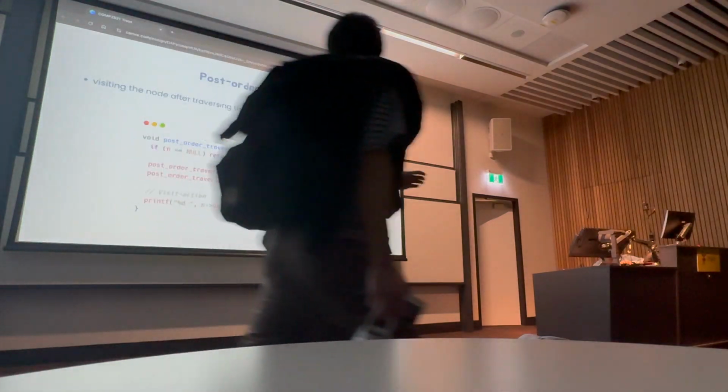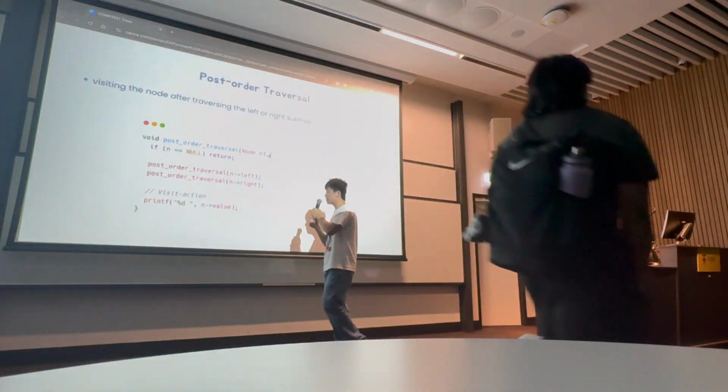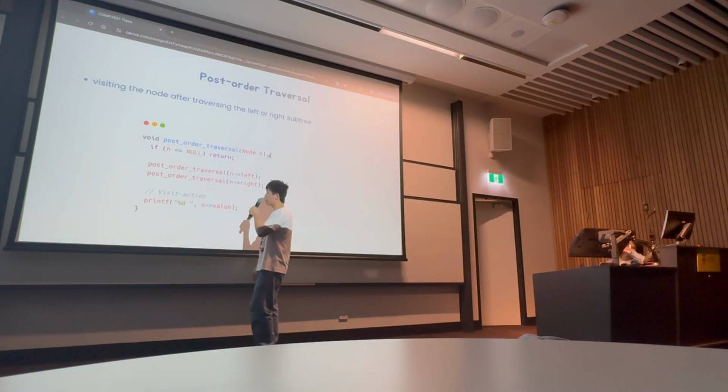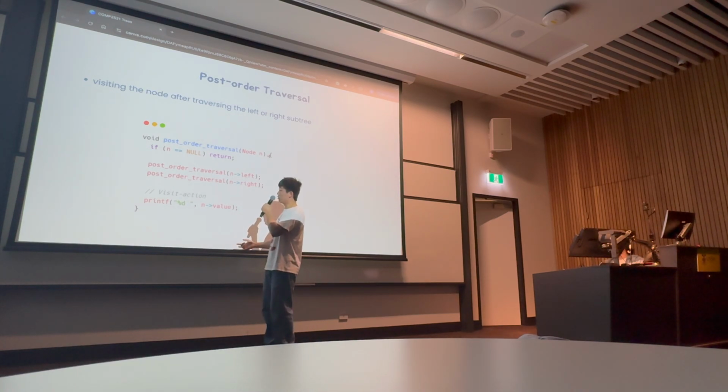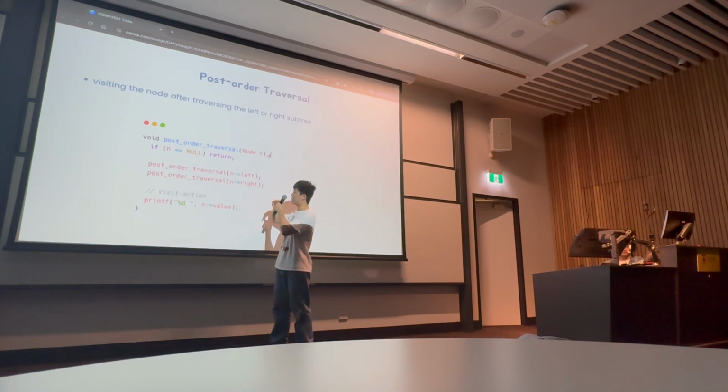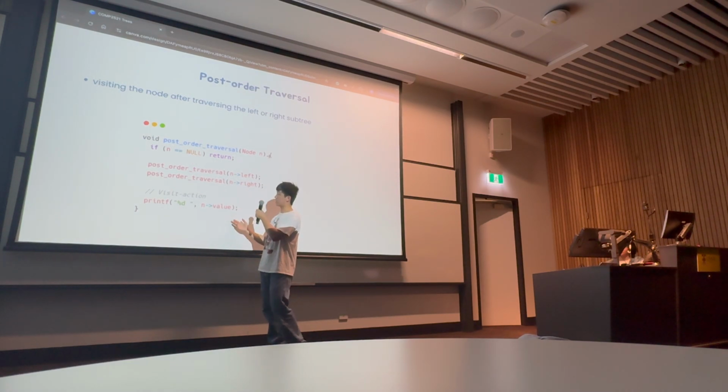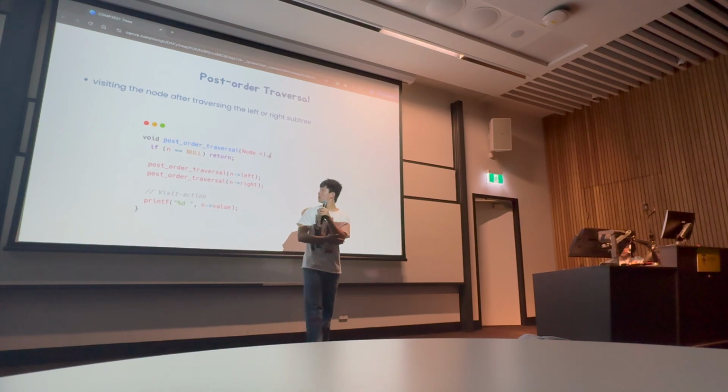Now we have post-order traversal. This is what happens when you visit the node after you recursively call the traversal on the left and right subnodes. As you can see in this code, we traverse the left node first and the right node, and then we finally do the visiting. Next slide.